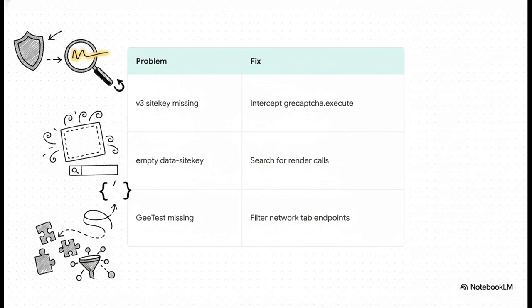Problem: the data site key actually exists, but it's completely empty. Fix: the page is using a JavaScript API to render the widget, so go search the page source for reCAPTCHA.render or turnstile.render calls. Problem: your gtest parameters are totally missing. Fix: remember the mental model we talked about? Switch over to the Network tab and filter for register endpoints. Boom, actionable fixes for immediate problems.